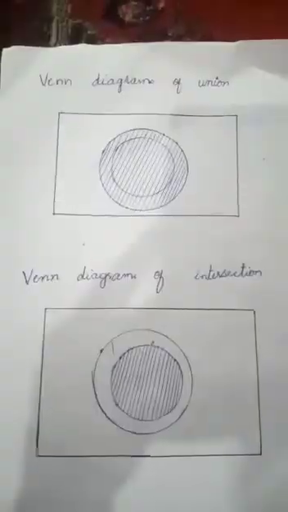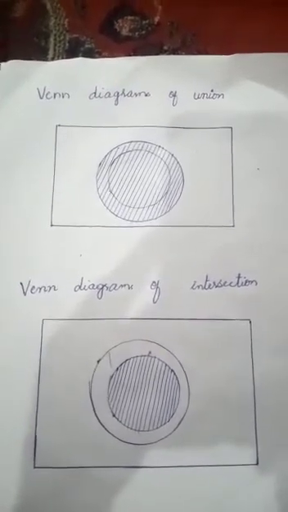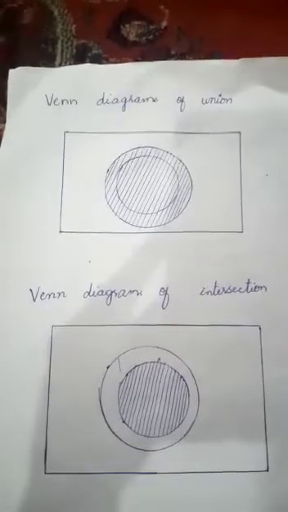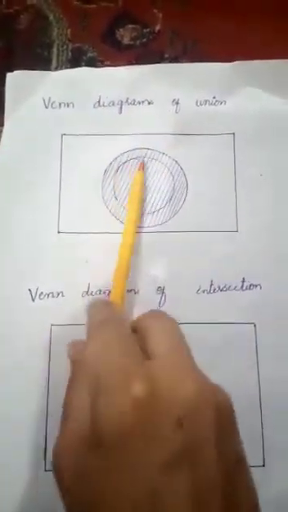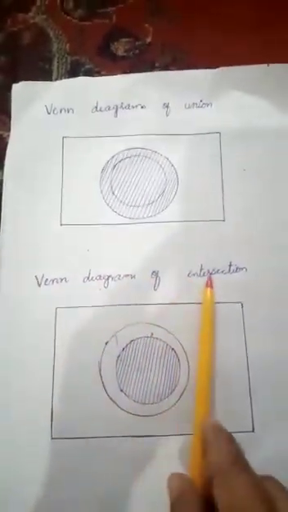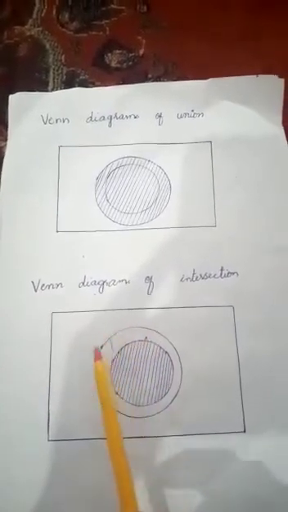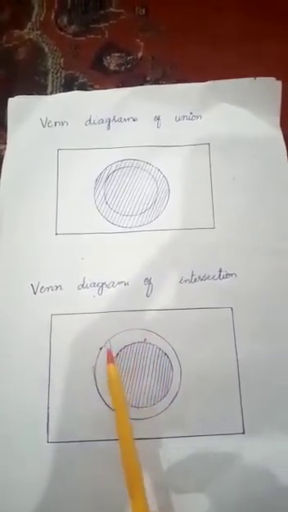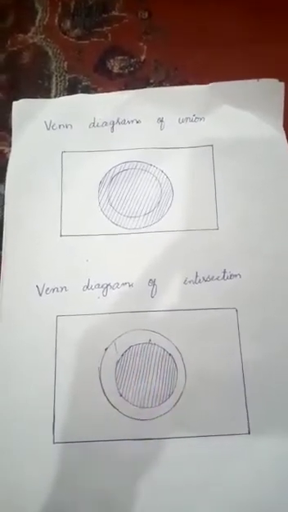Now students, we have different shapes of Venn diagrams. Venn diagram of union. When we have a question of union, then we will shade all the circles. Venn diagram of intersection of two sets. When we have an intersection question, only the common elements, only the inner part will be shaded.